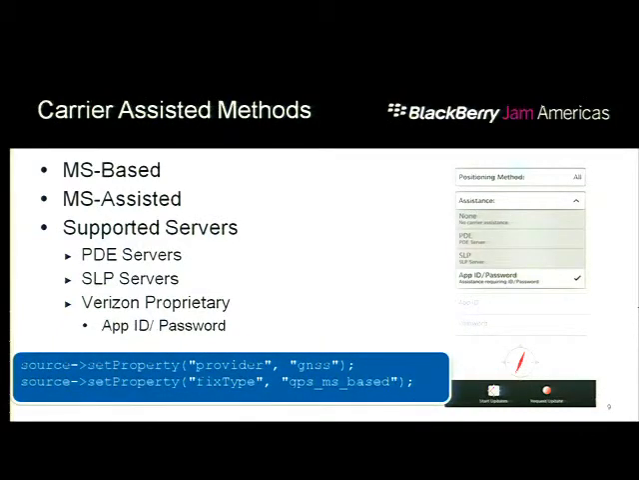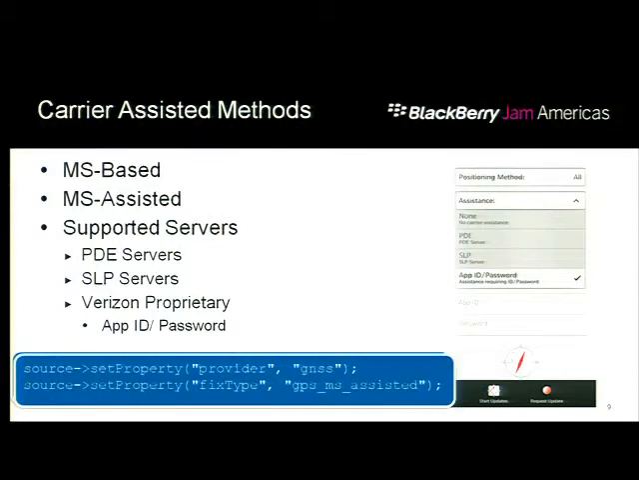So here's what you need to do if you'd like to get MS-based fixes only. You simply set the provider to GNSS and the fix type to GPS MS-based. It's going to get you only MS-based fixes and nothing else. If you want MS-assisted fixes only, you can force the location manager by setting the provider to GNSS and the fix type to GPS MS-assisted.